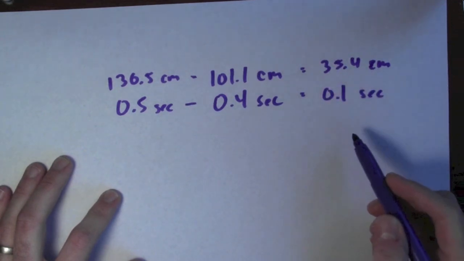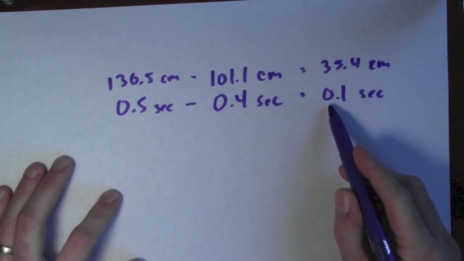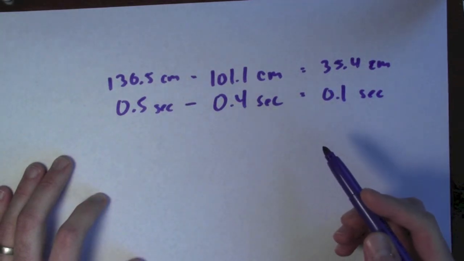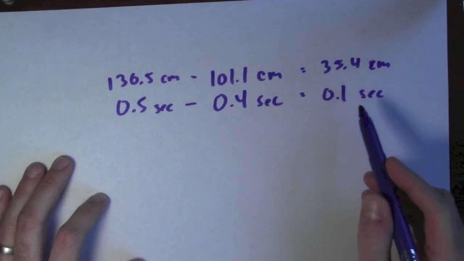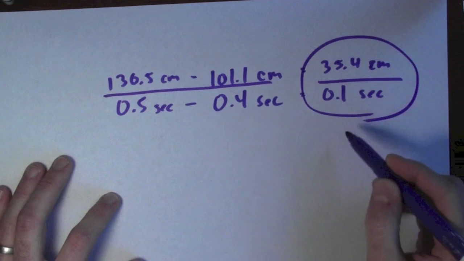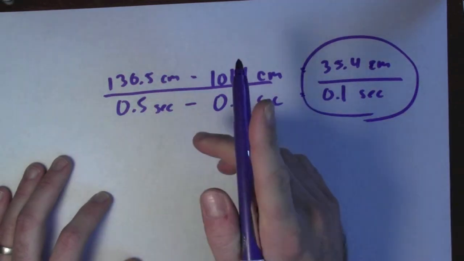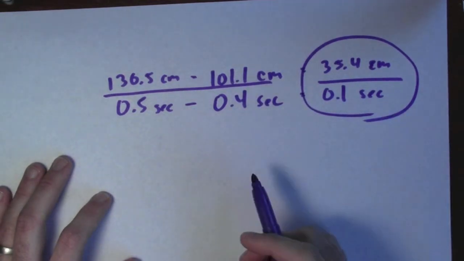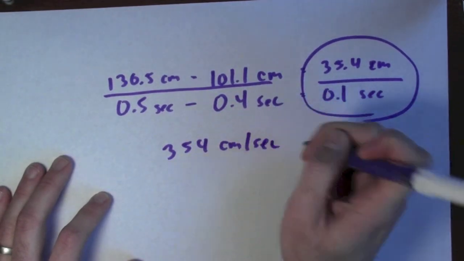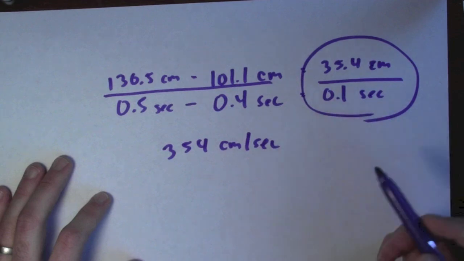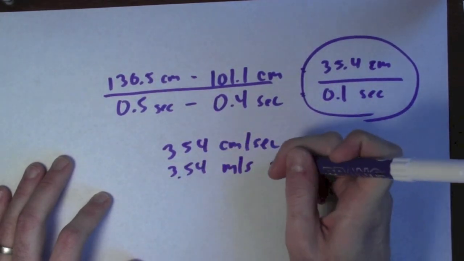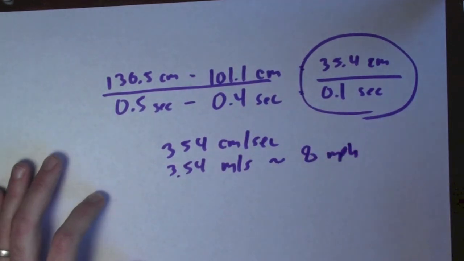So the ball moved 35.4 centimeters during the 0.1 seconds that elapsed from 0.4 seconds to 0.5 seconds after Bart released the ball. Speed is how far you've traveled over how long it took you. So if I divide these, this is the average speed of the ball between 0.4 and 0.5 seconds. And this works out to be 354 centimeters per second. I mean, I'm dividing by this very nice number, 0.1, which is the same as 3.54 meters per second, which is about 8 miles per hour.